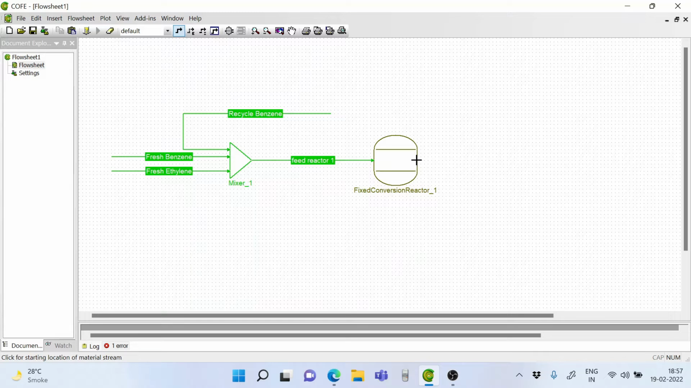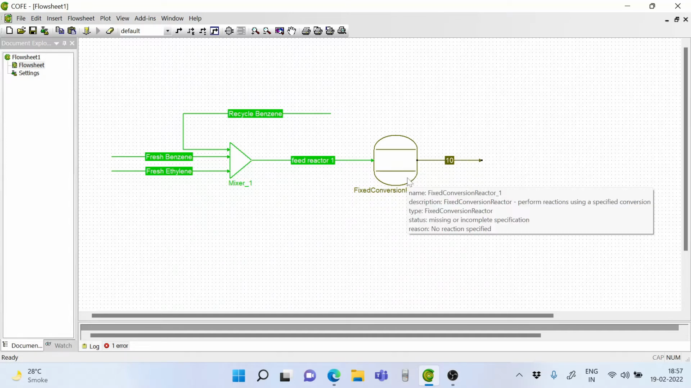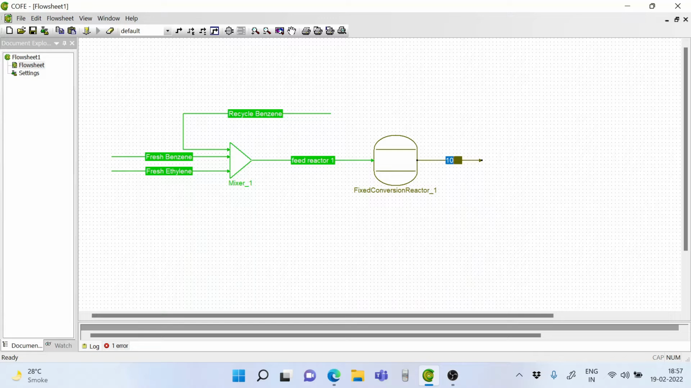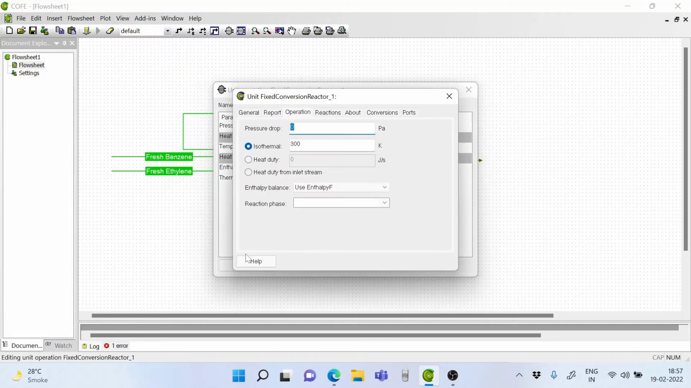Then I draw the outlet stream, and I also join the inlet stream, that is feed reactor 1. Just drag it and join it to this fixed conversion reactor. Draw the outlet stream 2. Now rename the outlet stream as reactor 1 outlet, or out. That would be fine. Now double click, go on edit.